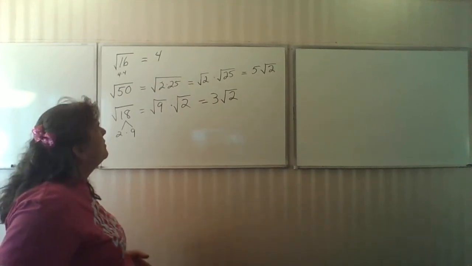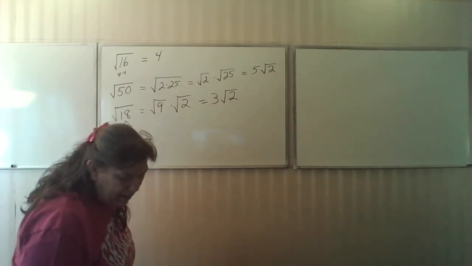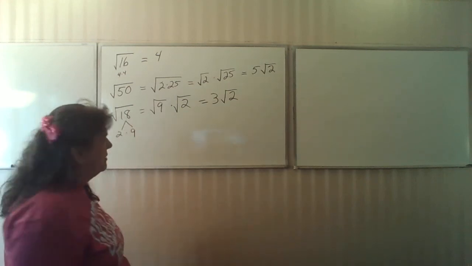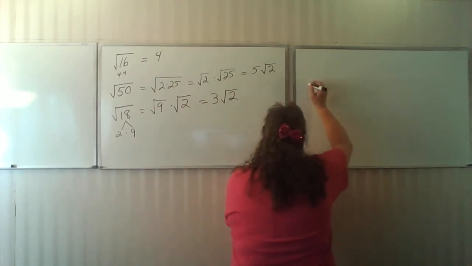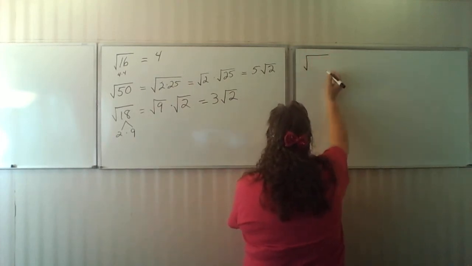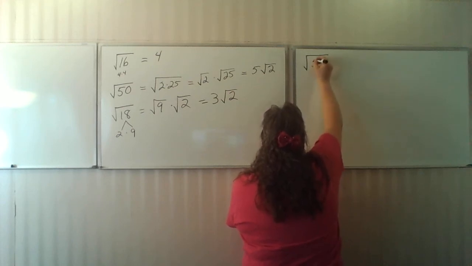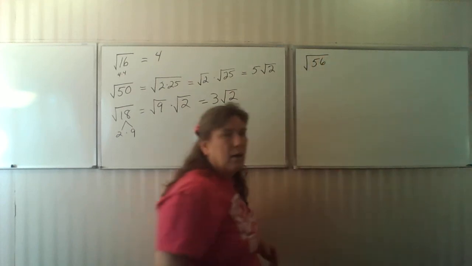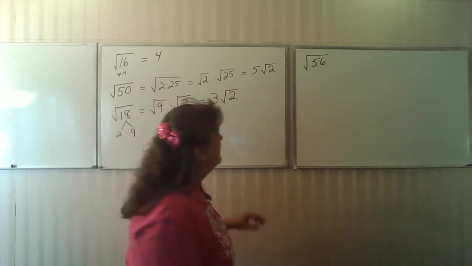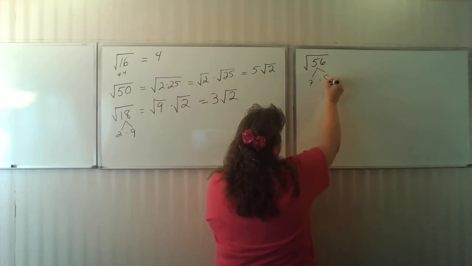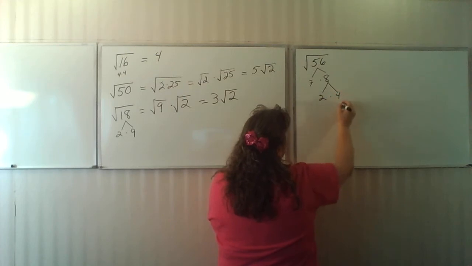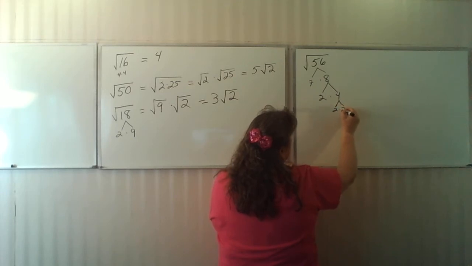But what if we have numbers that we really don't know if they have any perfect squares or not? How would we do those? So let's do one like that. How about 56? Okay, what are some numbers that equal 56? Well, I know that 7 times 8 equals 56, and 8 equals 2 times 4, and this one is a perfect square, or I can factor it down to 2 times 2.